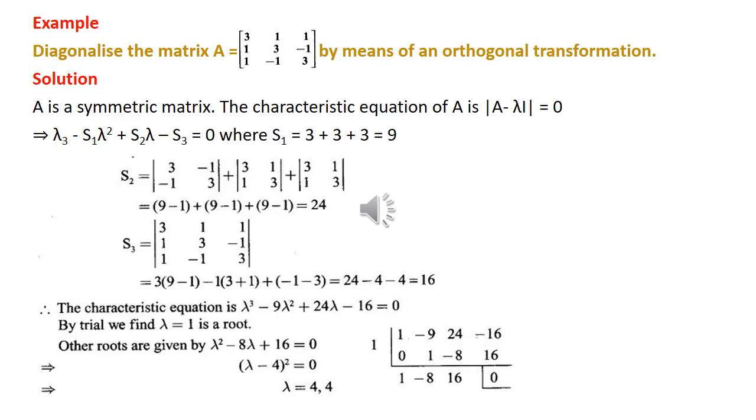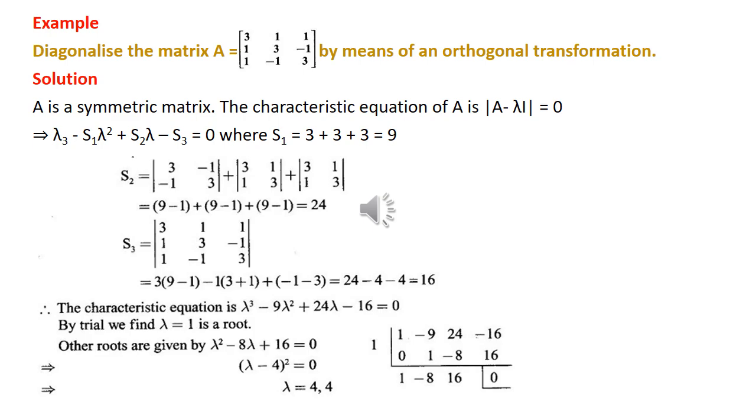So the first step, we have to find the eigenvalues of this matrix A. We know that we have to find the characteristic equation of A. We know the formula lambda cube minus s1 lambda square plus s2 lambda minus s3 equal to 0. First we have to find s1, which is equal to the sum of the main diagonal elements. Next we need to find s2, then s3 is the determinant of the matrix, which is equal to 16.